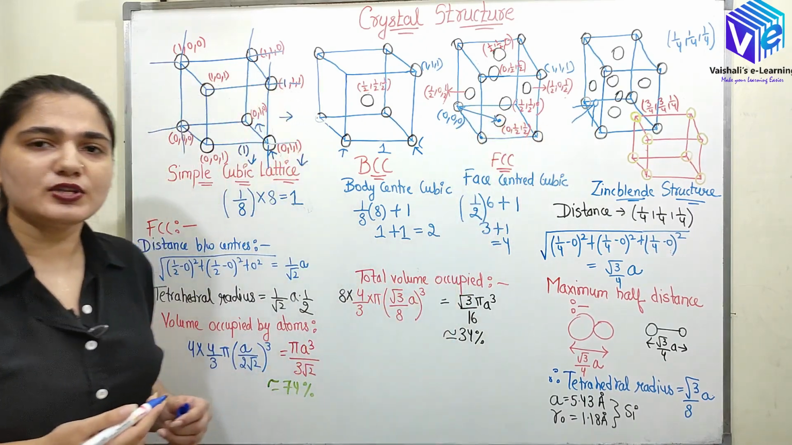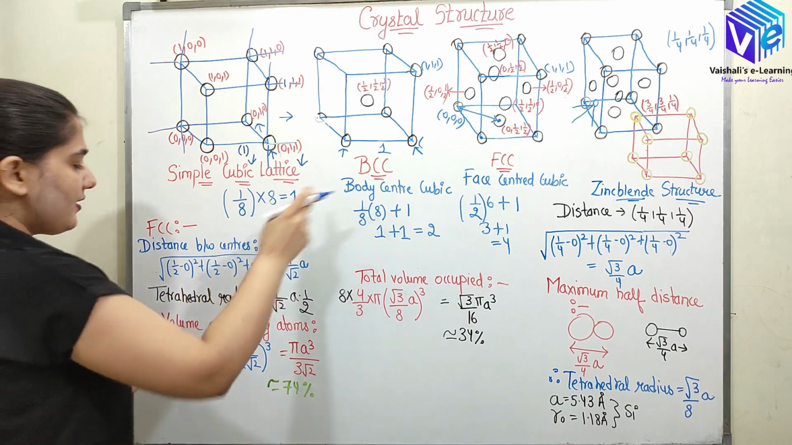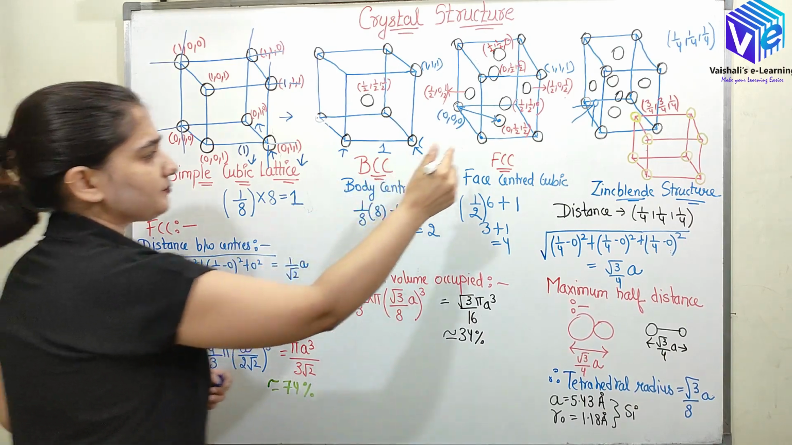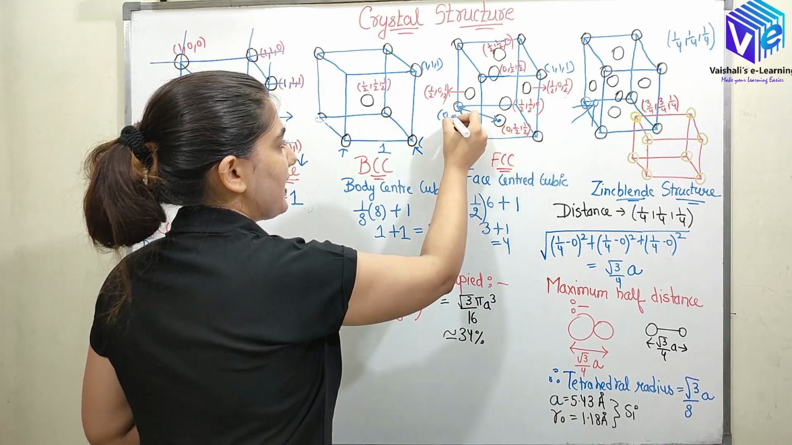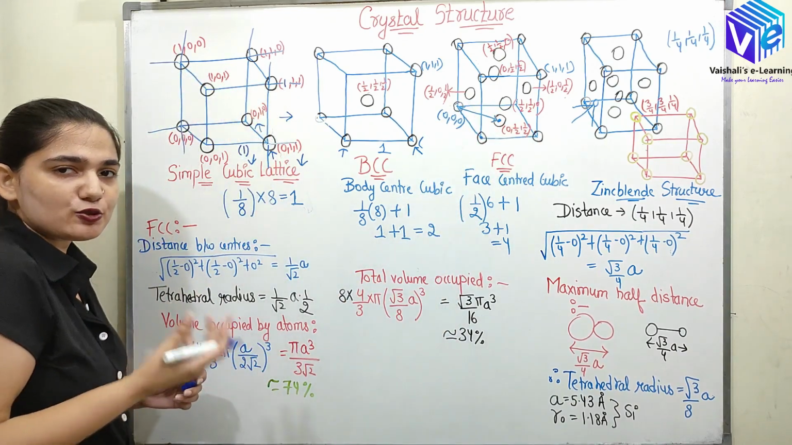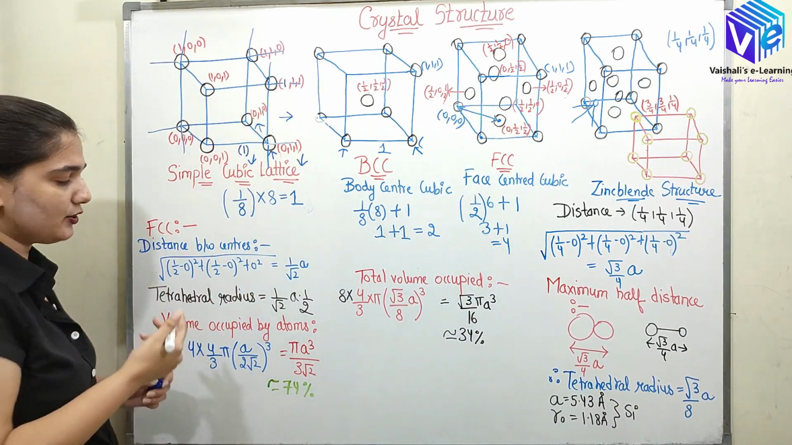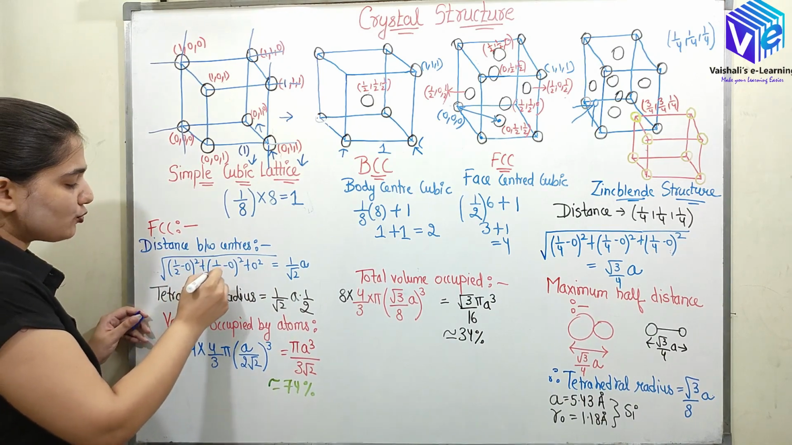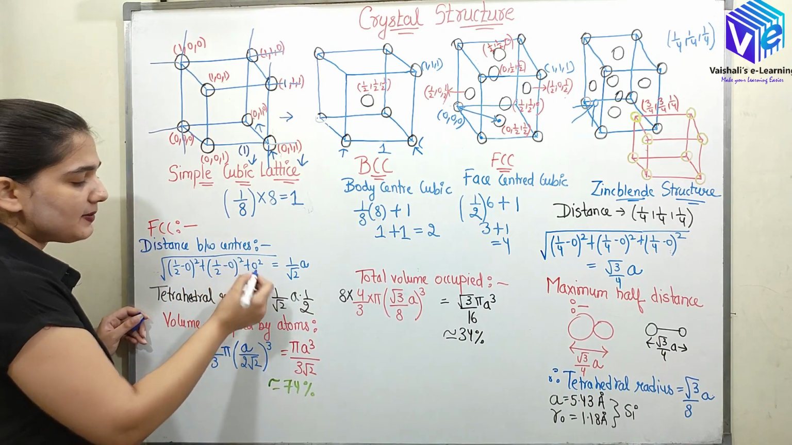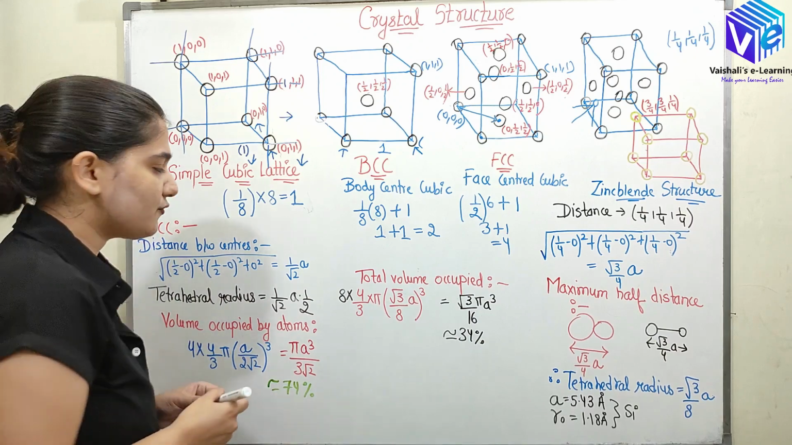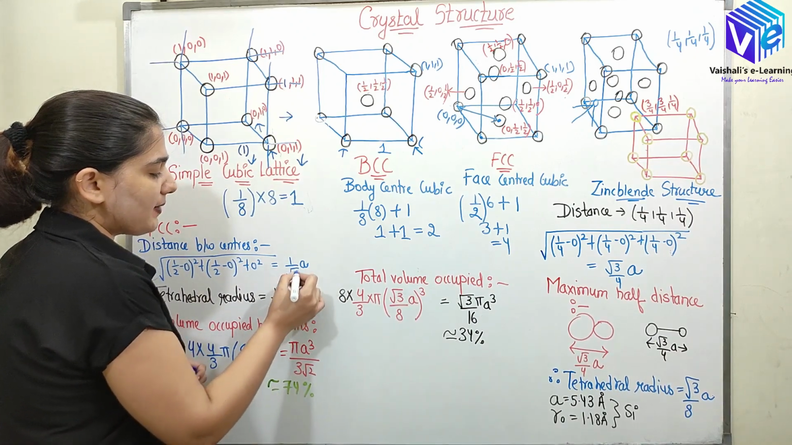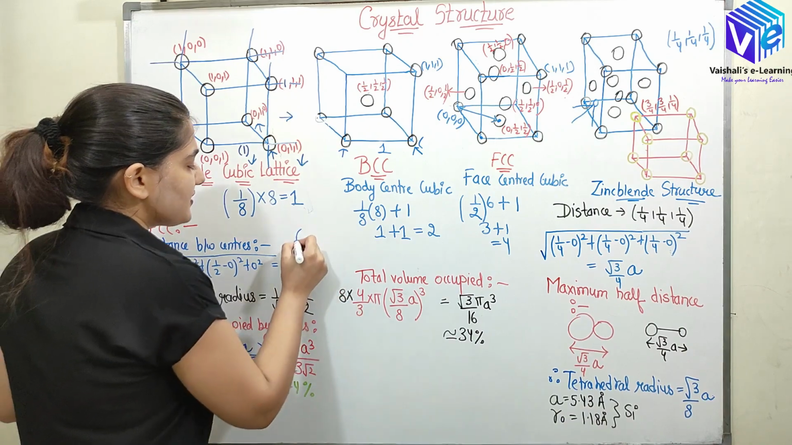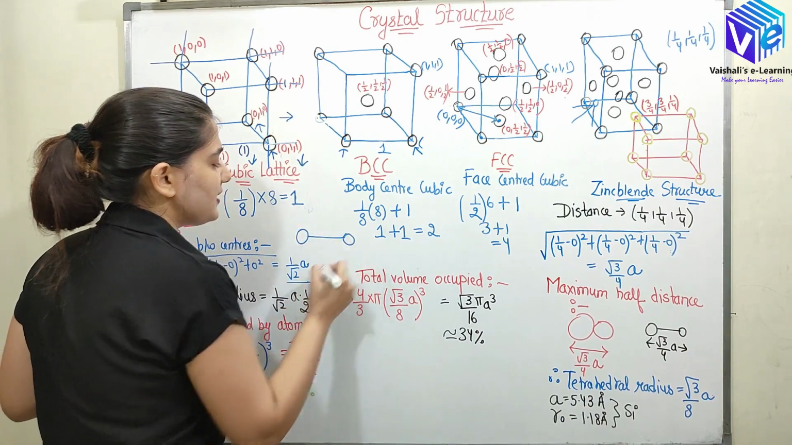I need to find the distance, so I will simply use the distance formula. The distance formula takes x coordinate minus x coordinate, y coordinate minus y coordinate; we square them and take the square root. So here it is 1 by 2 minus 0 squared, plus 1 by 2 minus 0 squared, plus 0 squared. It is the simple distance formula, and the distance between the two atoms came out to be a by root 2. So now these atoms are at some distance.